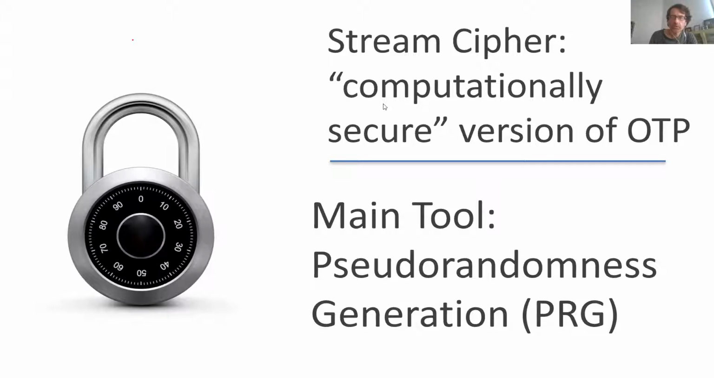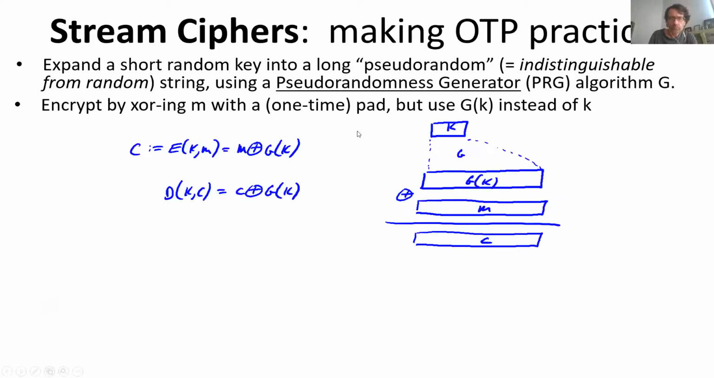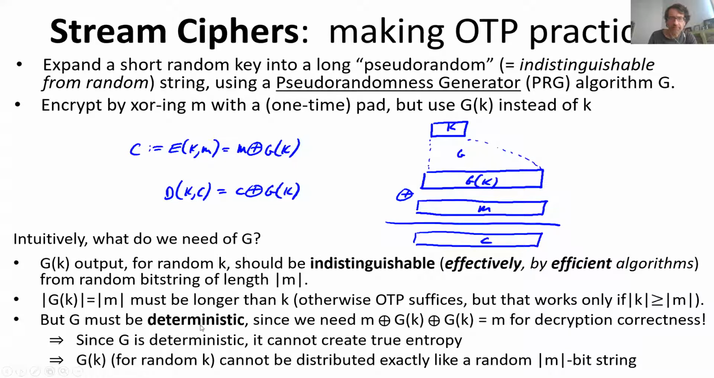We are continuing from last time about the stream cipher construction and what a pseudorandom generator is. Just a brief recap: instead of taking a key for a one-time pad, we expand the key using a PRG, a pseudorandom generator, and we use the output of the PRG on a key as a one-time pad. Otherwise, it's the same as a one-time pad, and we need this PRG to be deterministic.